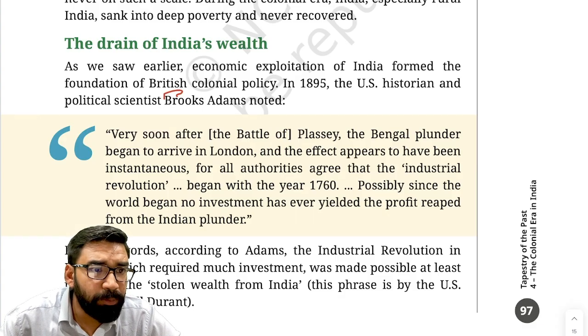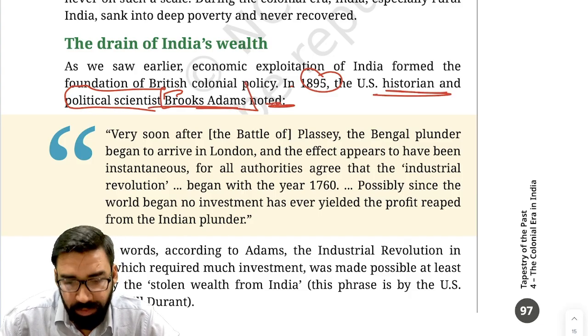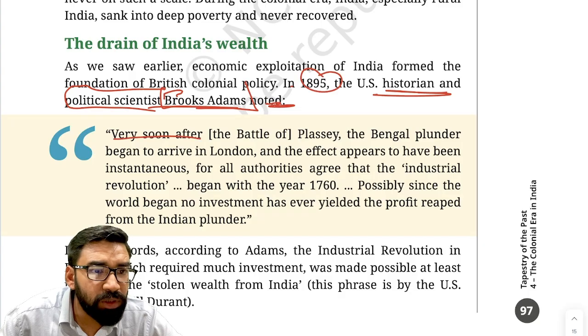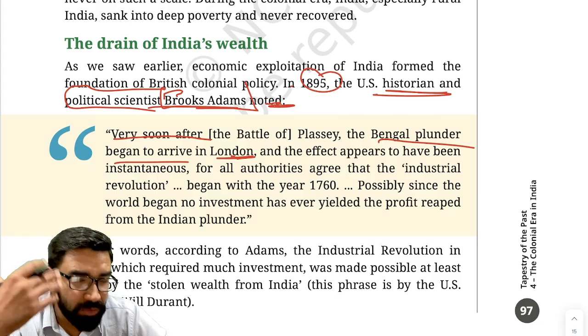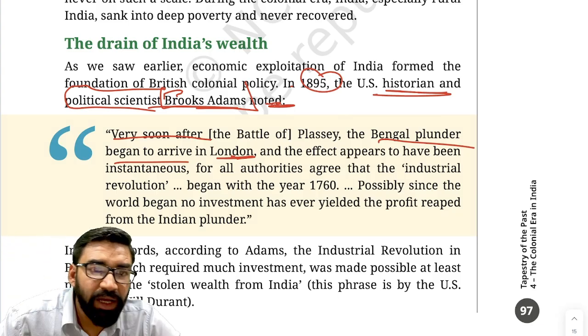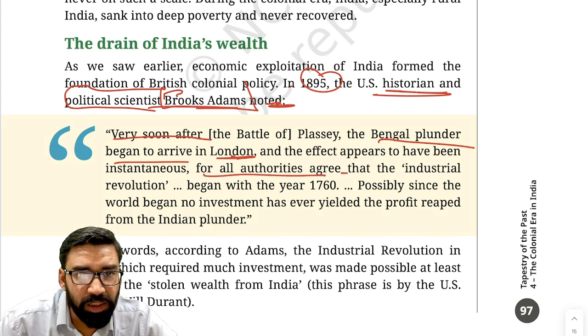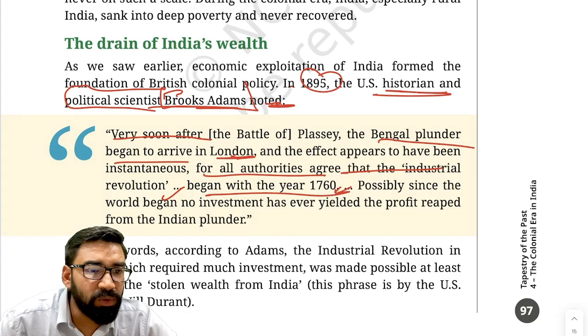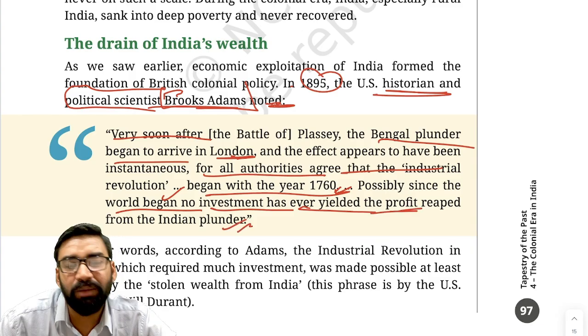So as you can see here, in 1895, US historian and political scientist Brooks Adams noted that very soon after the Battle of Plassey, the Bengal plunder began to arrive in London. Whatever the resources in Bengal was there, it was sent to London, and the effect appears to have been instantaneous. All authorities agreed that industrial revolution began in the year of 1760. Possibly since the world began, no investment has ever yielded the profit reaped from Indian plunder.